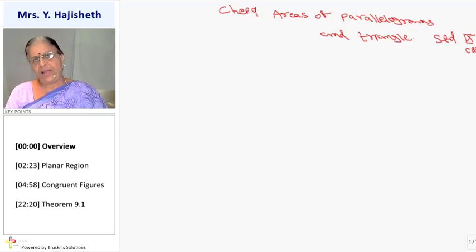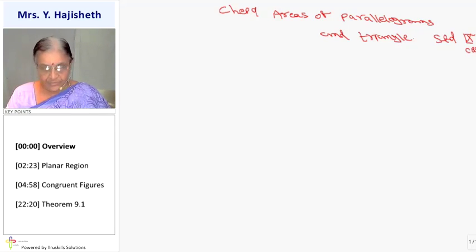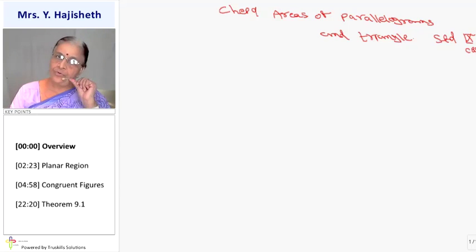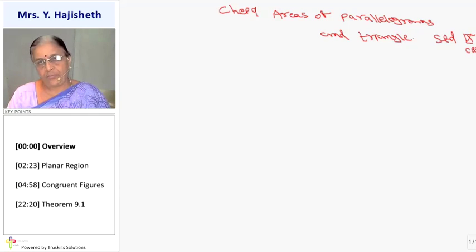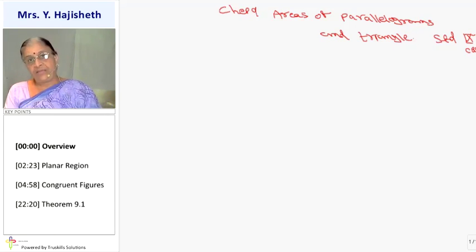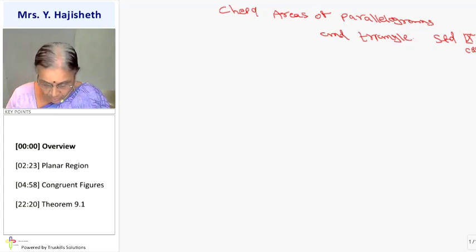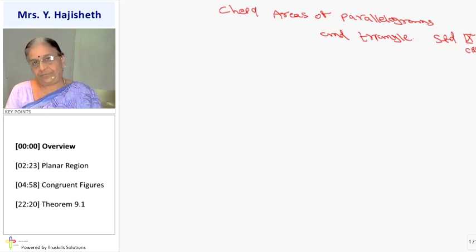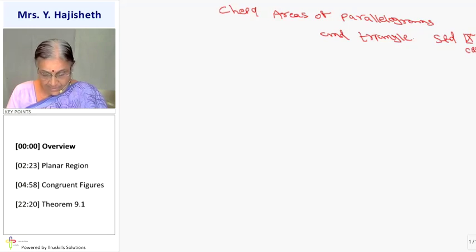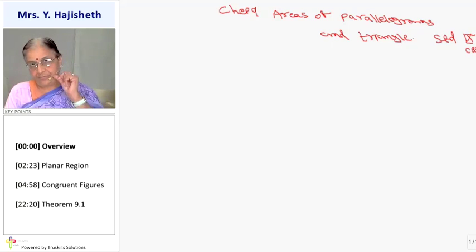Now what do you mean by area? See, you have learned the formula, and by using the formula you calculated the area of many closed figures like rectangle, square. But do you know what is the area? What do you mean by area? The measure or the magnitude of a planar region. And a planar region is a part of the plane enclosed by a simple closed figure.